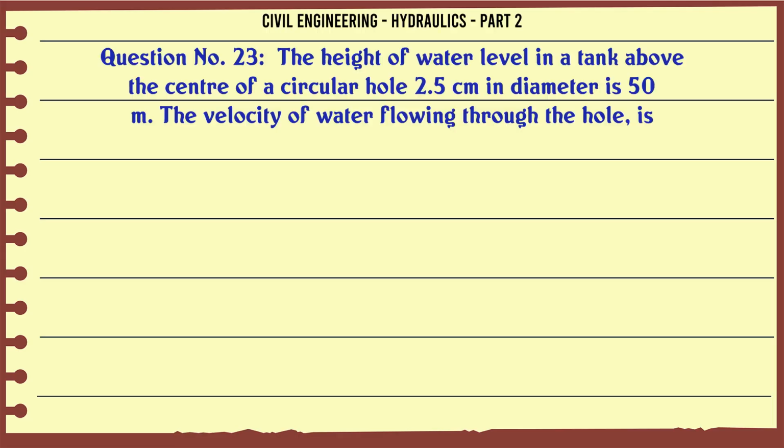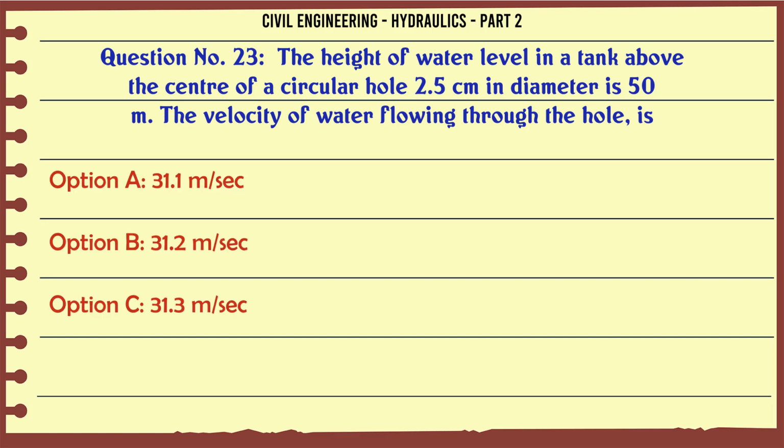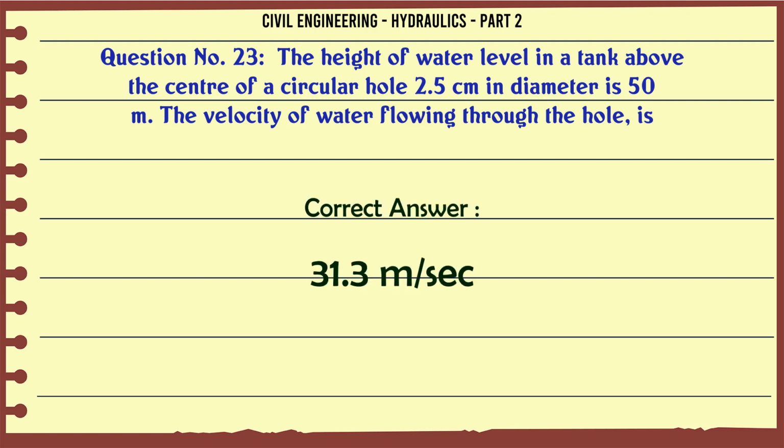The height of water level in a tank above the center of a circular hole 2.5 centimeters in diameter is 50 m. The velocity of water flowing through the hole is A. 31.1 m/sec, B. 31.2 m/sec, C. 31.3 m/sec, D. 31.4 m/sec. The correct answer is 31.3 m/sec.